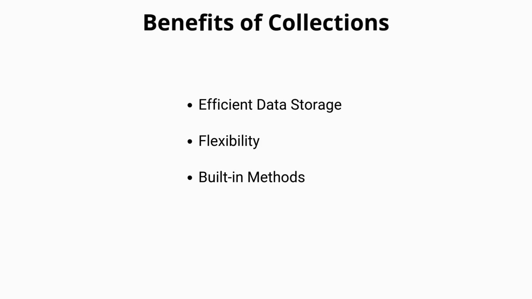And let's explore the different types of collections. Java provides several collection types under the java.util package. The first one is list, an ordered collection. It allows duplicates. Okay, so here is the example program.